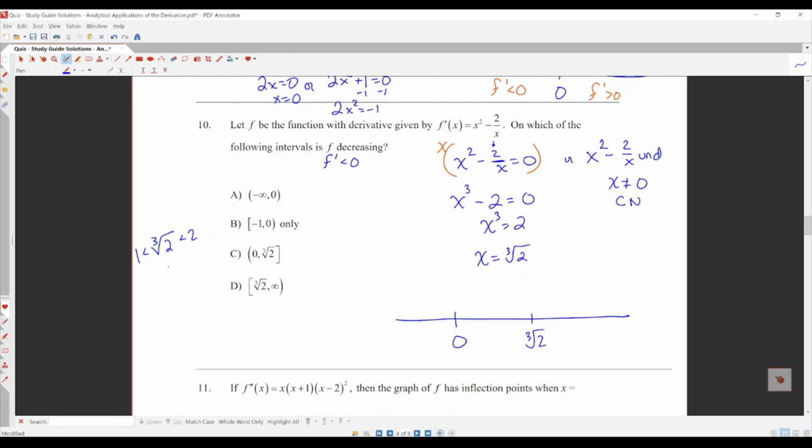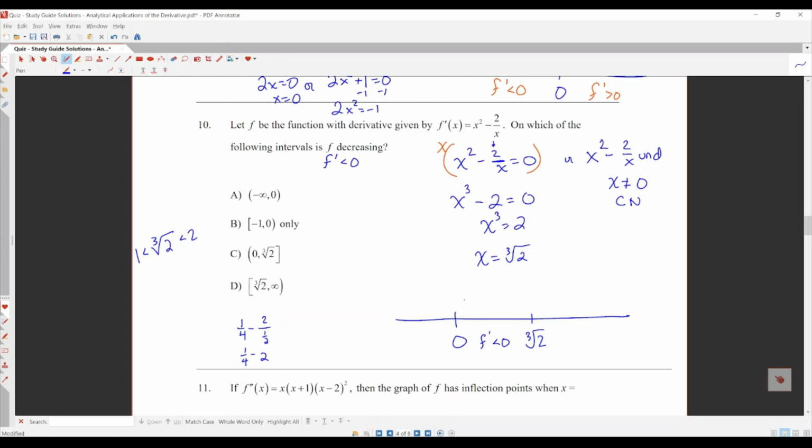So I don't care what that value is. When I choose a number between 0 and this number, I'm going to take a number like 1/2 and plug it into the derivative. And so 1/2 squared gives me 1/4 minus 2 over 1/2 is 2, and 1/4 minus 2 is negative. So we know we're decreasing here.